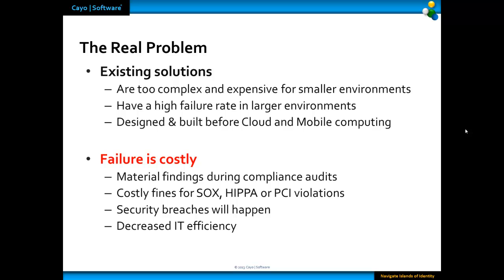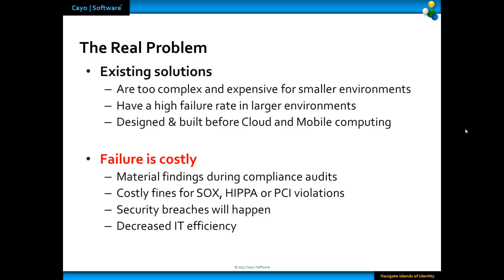To further aggravate things, failure to deprovision or to suspend access is going to be costly. Material findings during audits cause all sorts of turmoil. It's typically a top-down problem. Costly fines result from those violations, and there are all sorts of examples where SOX, HIPAA, or PCI violations have cost organizations tons of money.